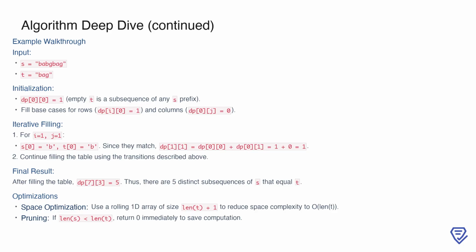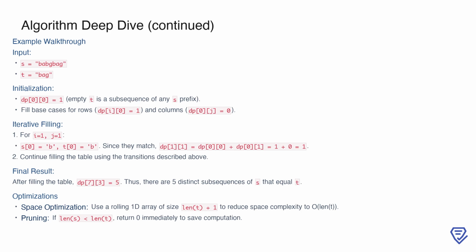Then, we iteratively fill the table. For instance, when i equals 1 and j equals 1, we compare S[0] equals B and T[0] equals B. They match, so we calculate DP[1][1] equals DP[0][0] plus DP[0][1], which evaluates to 1 plus 0 equals 1. We continue this process for all other cells, applying the transition rules.